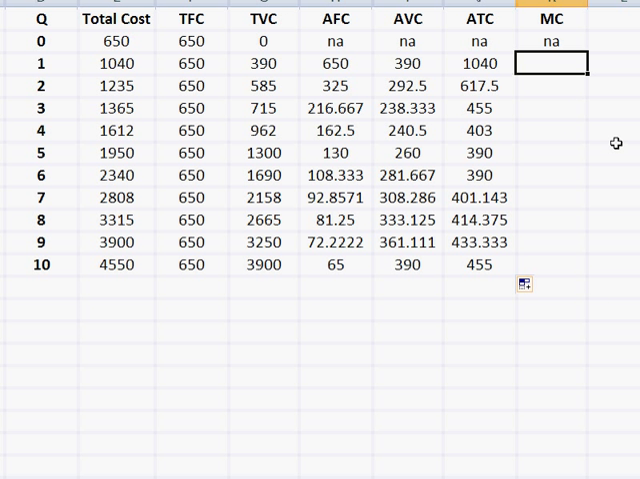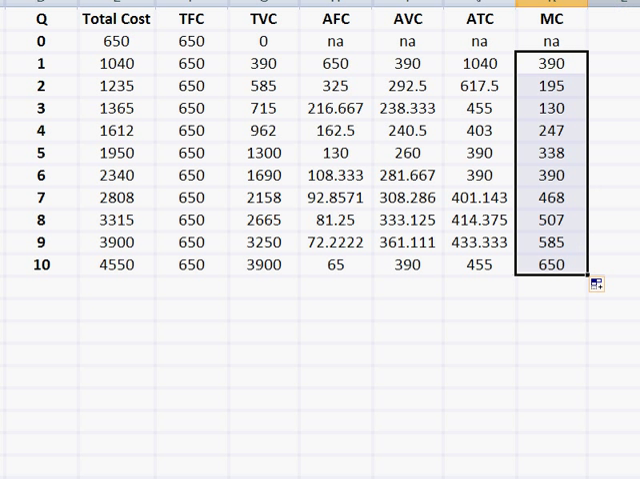Now, marginal cost is the additional cost of producing that unit, and it's just how much the total cost or the variable cost is going up. And so it's the difference as we produce more. So in this case, equals $1,040 minus 650. That tells us that first unit increased our costs by 390, so the first unit cost $390. And the fifth unit cost $338.